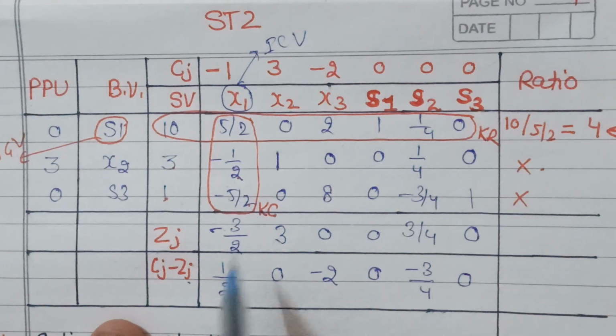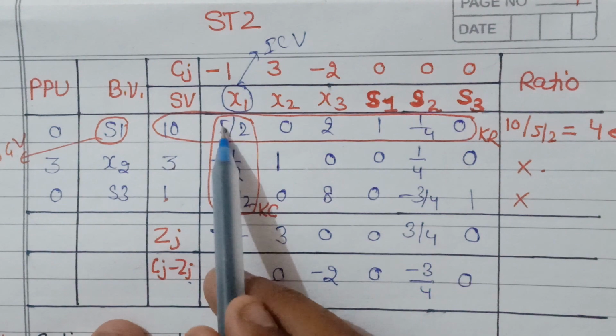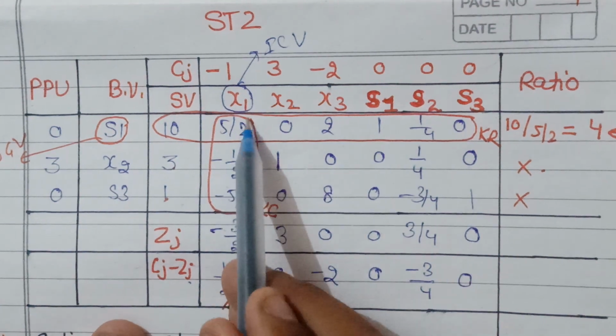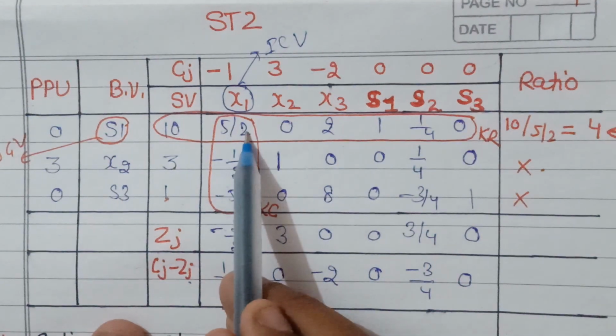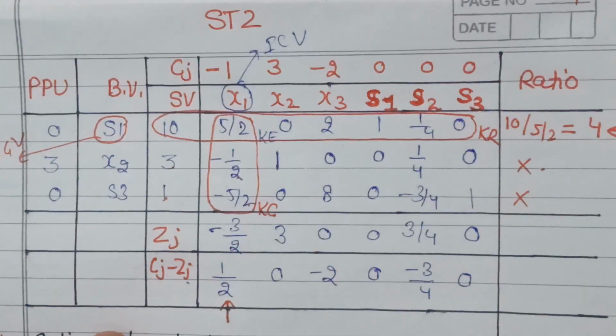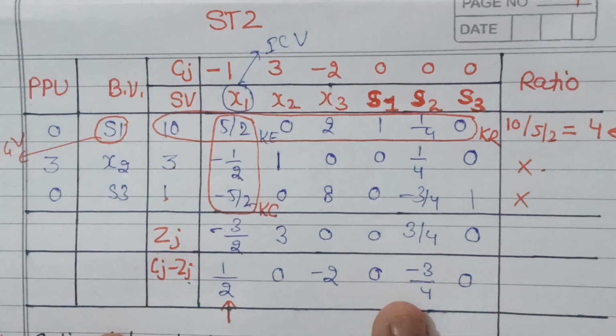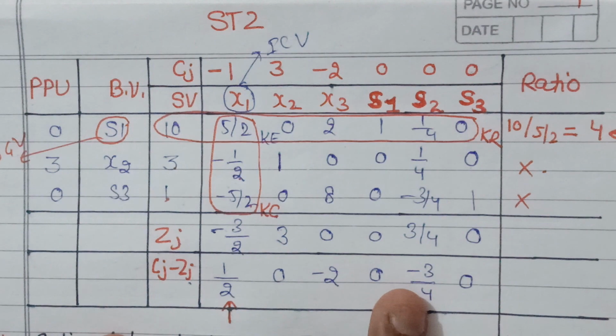Now we have to find the key element, and you will see that this 5 by 2 is available at the intersection of the key column and the key row. So this will be the key element. 5 by 2 is the key element. Now as simplex table 2 doesn't provide the optimal solution, we have to generate simplex table 3.